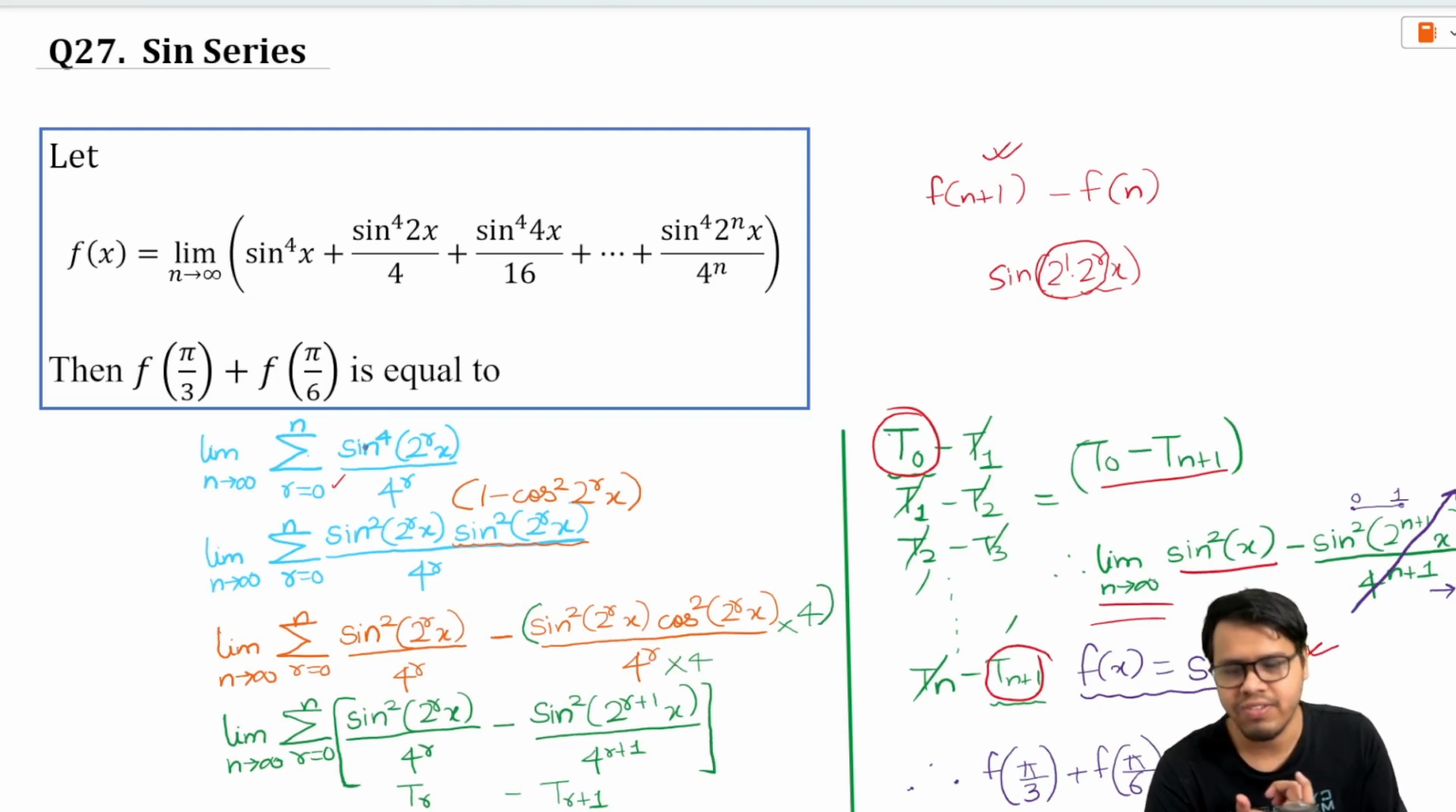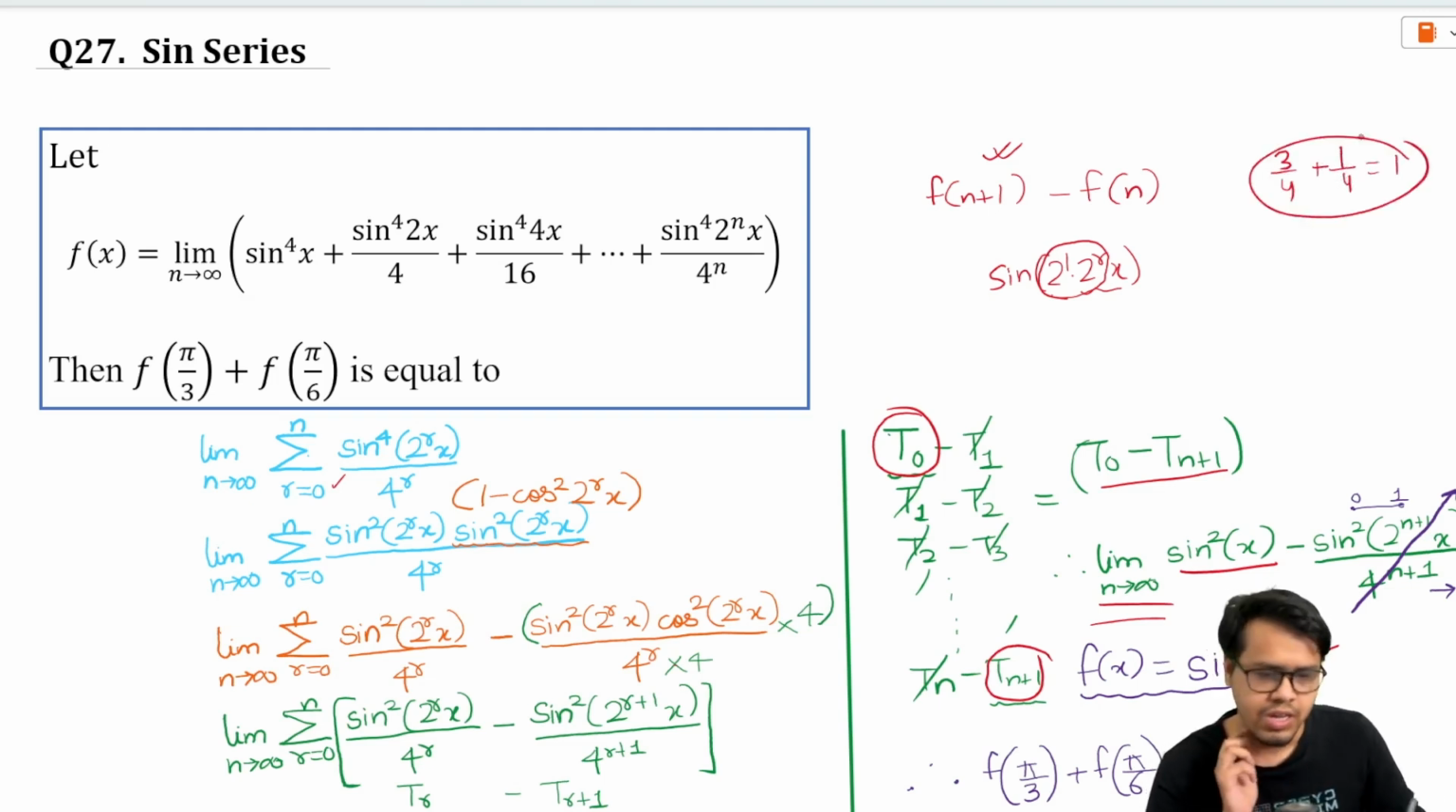So we got our function, a very good function, sine square x itself. Now it's easy to evaluate: sine square pi by 3 plus sine square pi by 6. You can write sine square pi by 6 as cos square pi by 3 by the complementary angle, since pi by 2 minus pi by 6 is pi by 3. So this is nothing but sine square pi by 3 plus cos square pi by 3. We know sine square theta plus cos square theta is equal to 1. Or we can put the values: sine pi by 3 is root 3 by 2, so it becomes 3 by 4 plus 1 by 4, which is also 1.